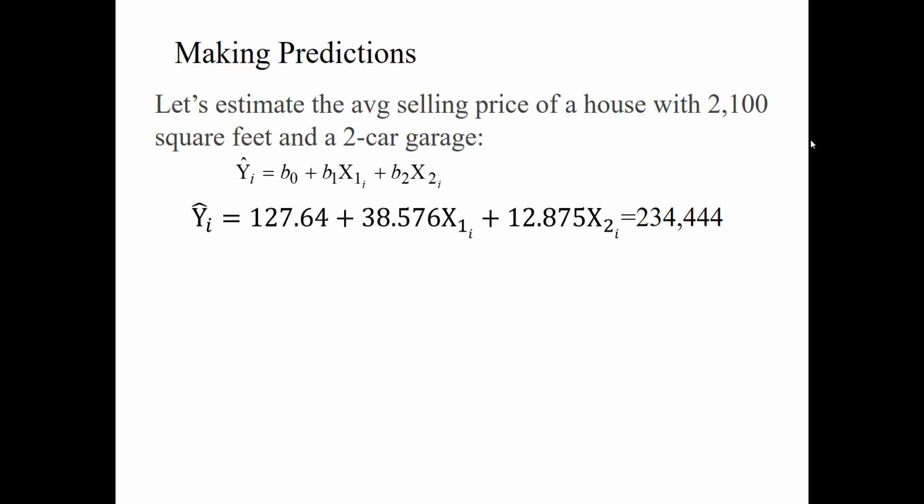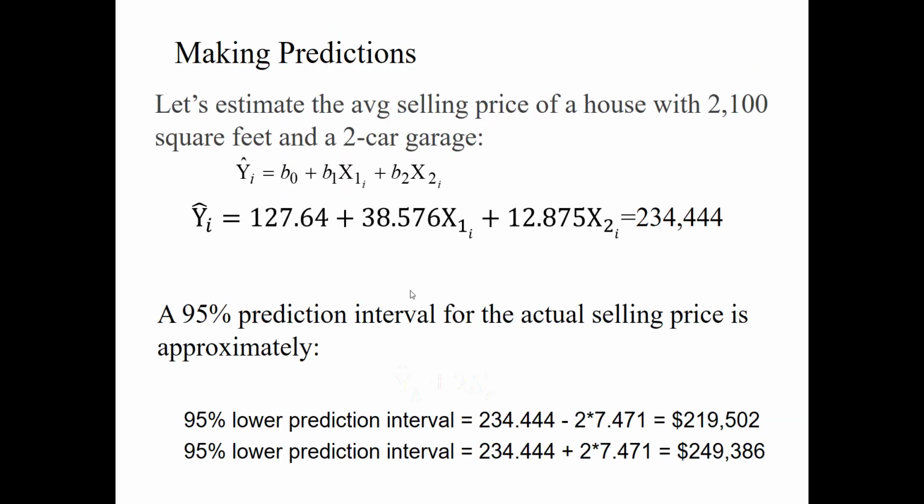So for the X1 we put 2.1, and for the X2 we replace by 2. And if we do that, we are going to get this value for the yi hat. So this is the estimation that we get for the price value of the house that has 2,100 square feet and the 2-car garage.